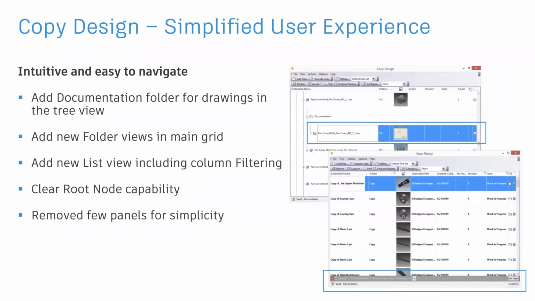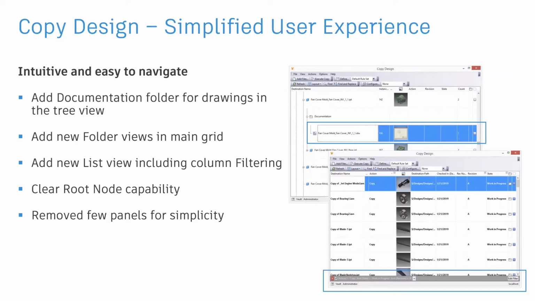Next, again, our goal was to make the whole interface more intuitive and easy to navigate. The first change was adding the documentation folder for the drawings. We've added the folder view and the list view to the main grid. These views were previously available in a panel that the copy design dialog had, but the panel was not quite user-friendly. It was very small, and it didn't allow for a lot of good operations that our users wanted to use. Therefore, we put these two views into the main grid of copy design. With that, in the list view, you now have added column filtering, and you can look for specific parts, files, or properties with specific values, and filter as needed prior to executing the copy design.